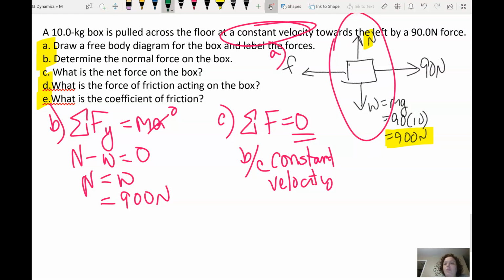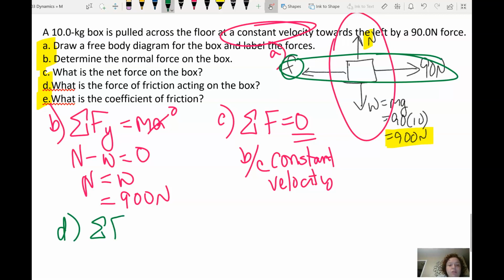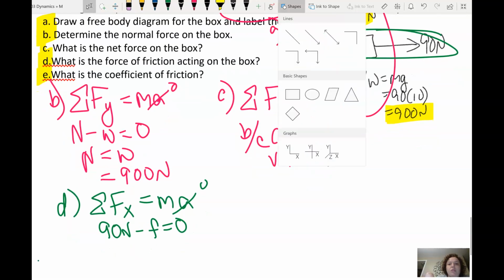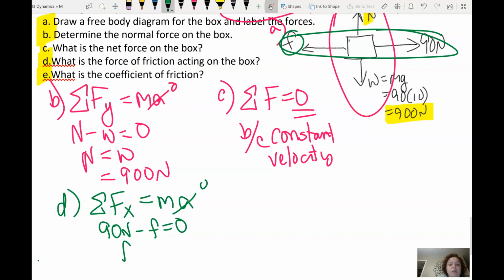Our next question is the force of friction. Okay, that's D, and force of friction is right here, and it's working horizontally. So for D, I'm going to do net force, but I'm doing it in the x direction. And so net force in the x is equal to mass times acceleration. Because it's moving at a constant velocity, that means my acceleration is 0. So my forces in the x direction are the 90 newtons going to the right minus the force of friction is equal to 0. And so therefore, amazing as it sounds, friction is equal to 90 newtons.